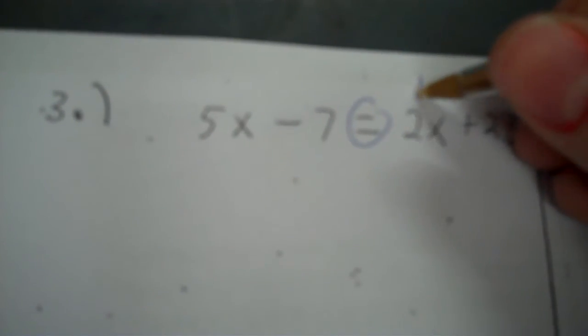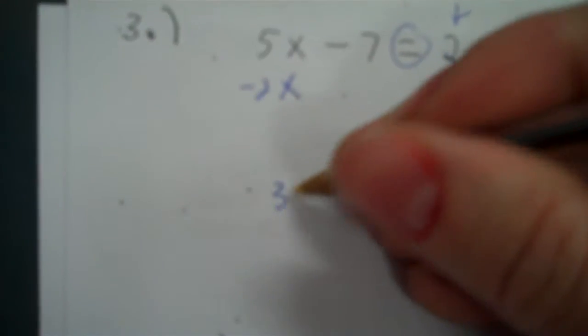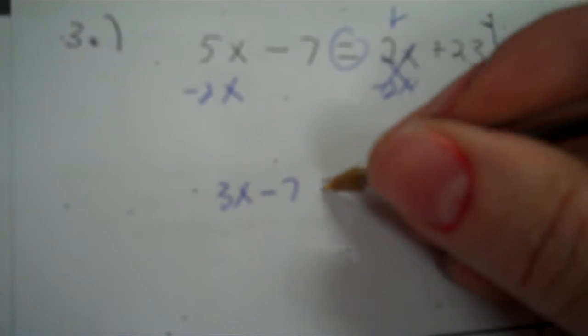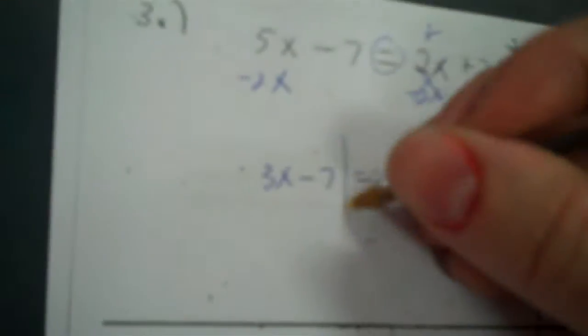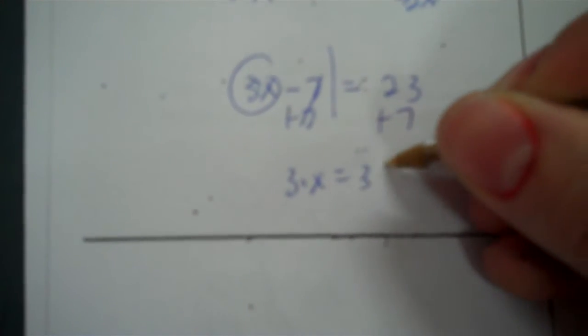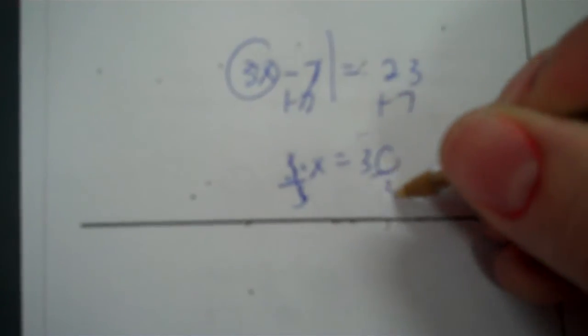Okay, collect the x's into one. Well, they're on opposite sides, so you have to take out the smaller one. Minus 2x, that's 3x, minus 7 equals positive 23. Then add the 7 and solve. That's 30. 30 divided by 3 is 10. Okay, that's a quick one.